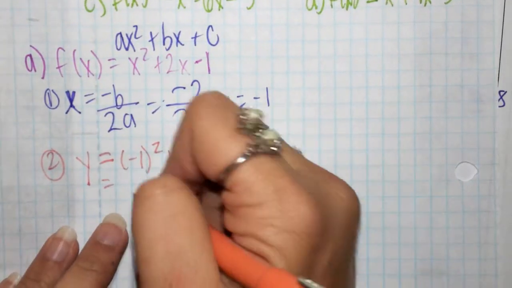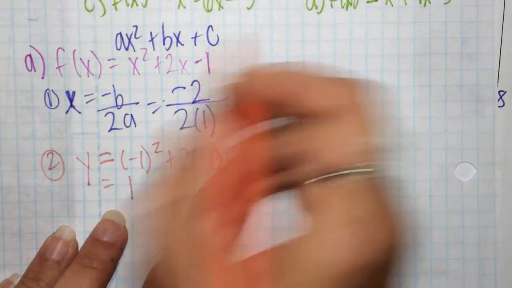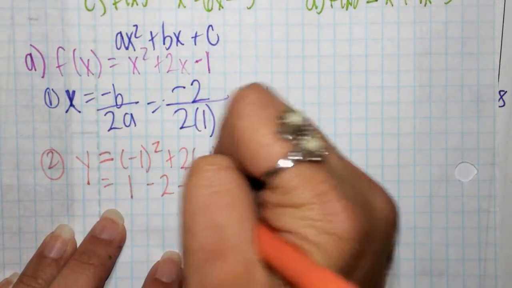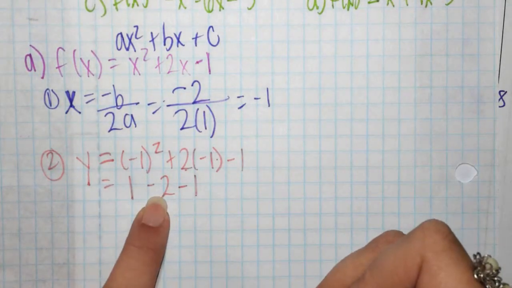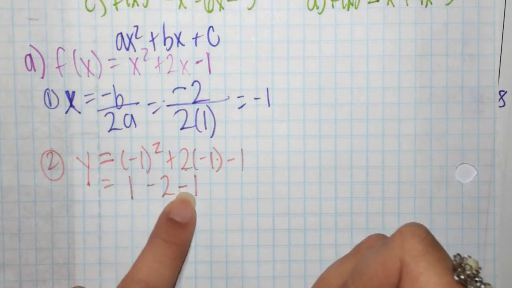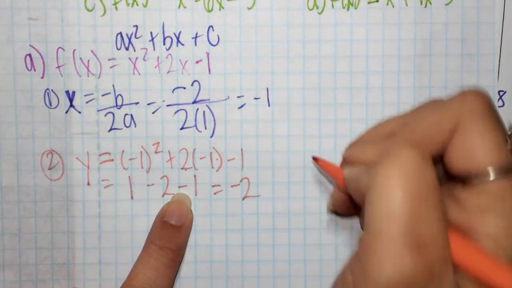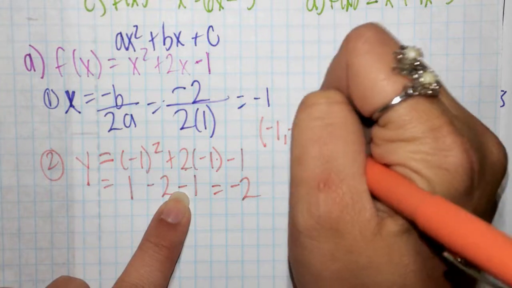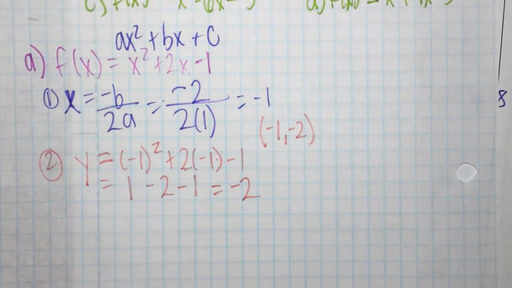Alright, negative 1 squared is 1. 2 times negative 1 is minus 2. Minus 1. So what's 1 minus 2? Negative 1. And negative 1 minus 1 is negative 2. So our vertex is negative 1, negative 2. Yay. We're not done.